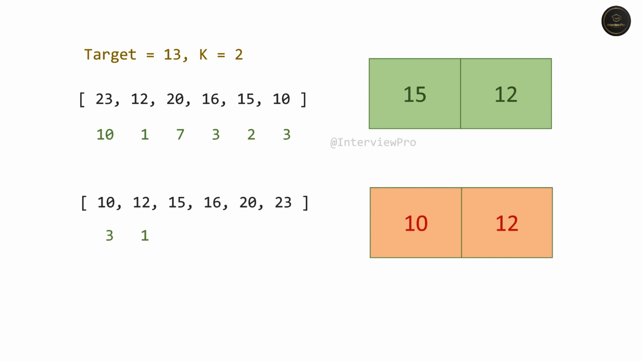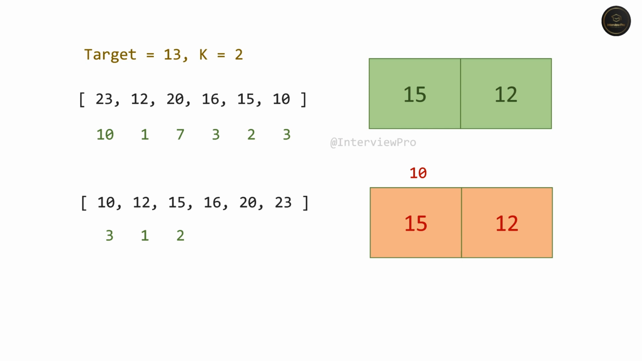Let's apply the same logic to a sorted array as well. So now I have the array sorted. I have taken the same array, but now it's in the sorted order. So the first element is 10, which is at a distance of 3 from 13. 12 is at a distance of 1 from the target 13. So our first two closest values are 10 and 12. Then we'll move to 15, which is at a distance of 2. And what are our previous closest values? 10 and 12.